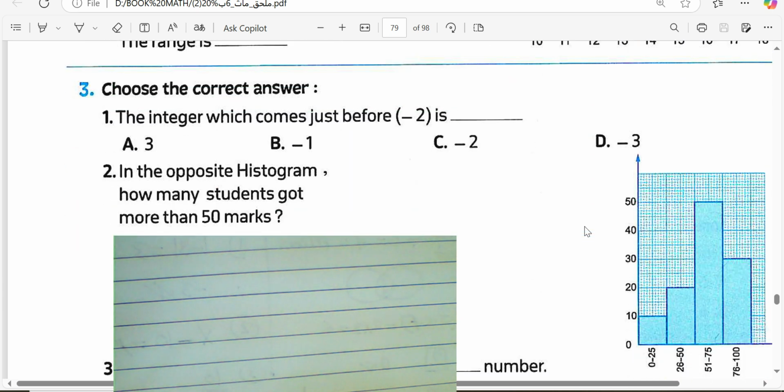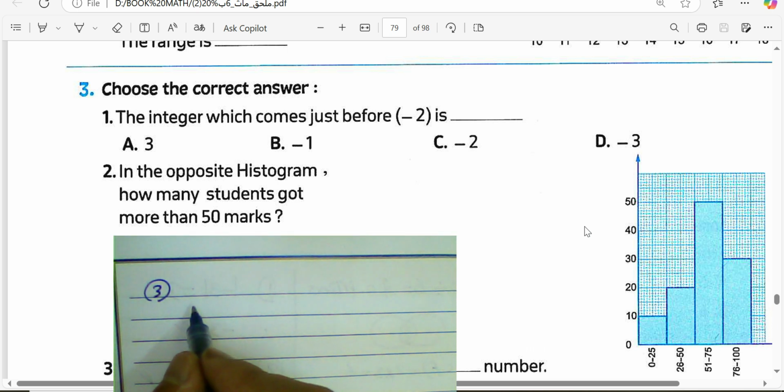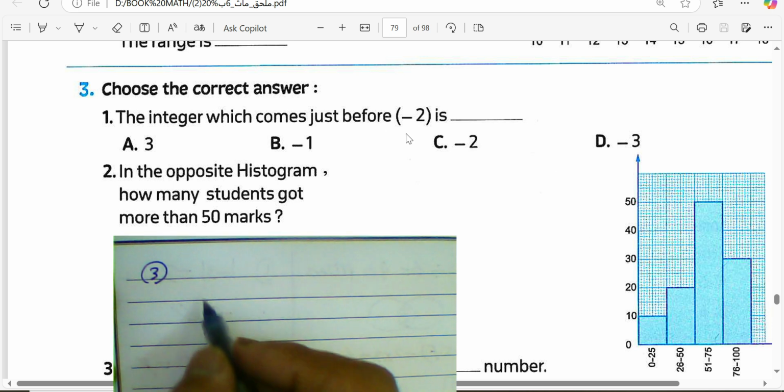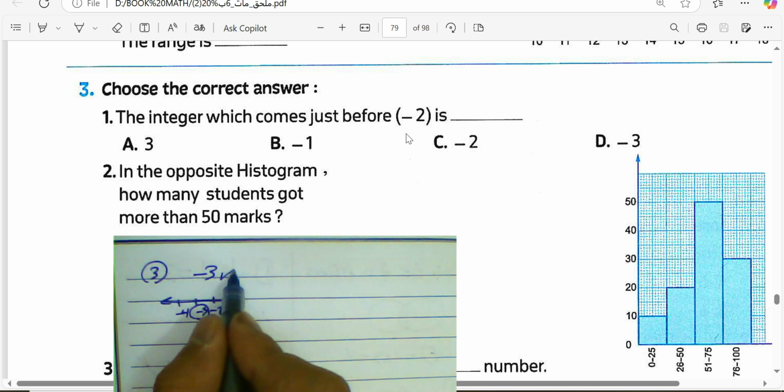Number 3, choose the correct answer. Number 1, the integer which comes just before negative 2. Before negative 2, it will be negative 3. On the number line we have here negative 2, negative 1, negative 3, negative 4. Negative 3 comes before negative 2. Then the result will be negative 3.